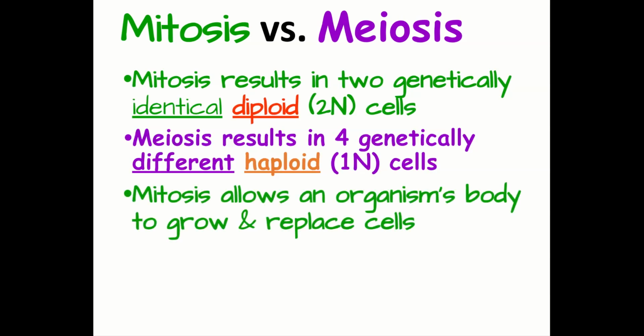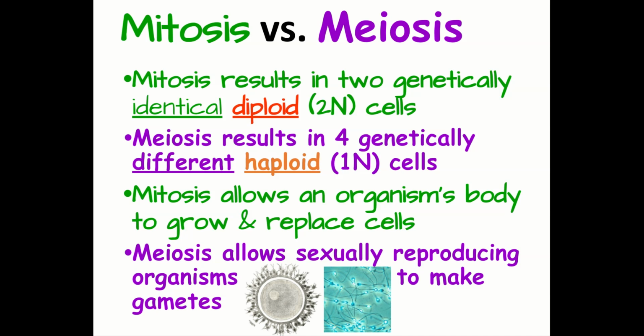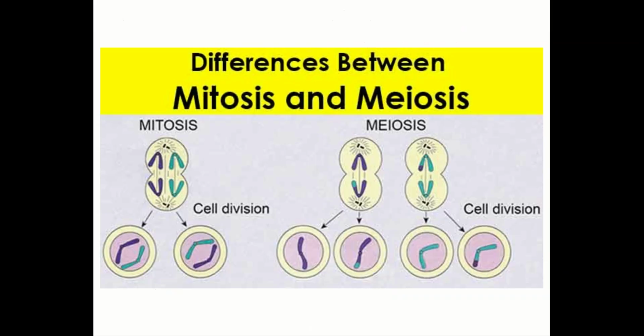Right. So mitosis allows an organism's body to grow and replace cells. Meiosis allows sexually reproducing organisms to make gametes or reproductive cells. So in animals, that's sperm and egg cells.